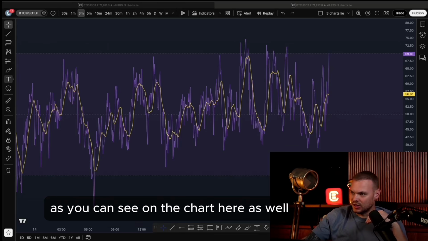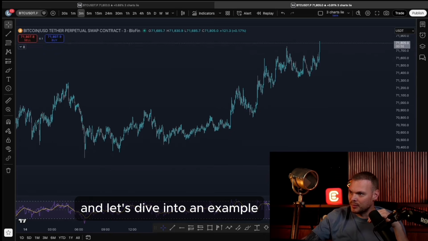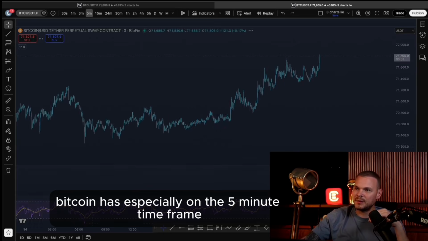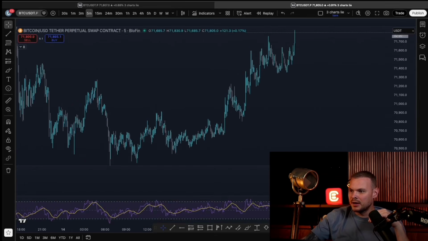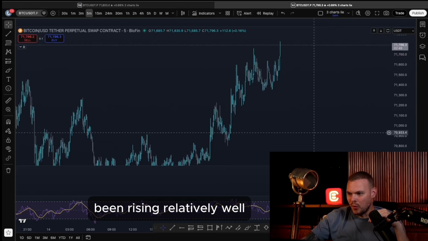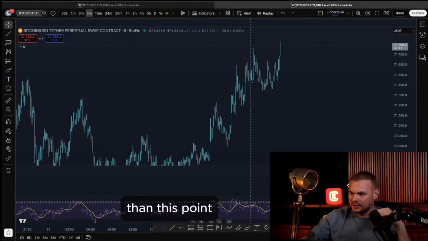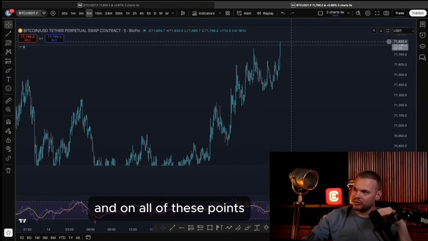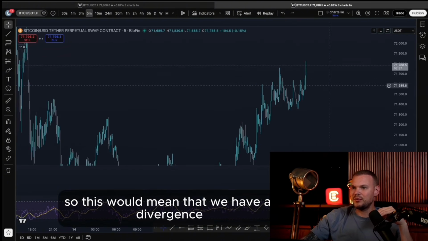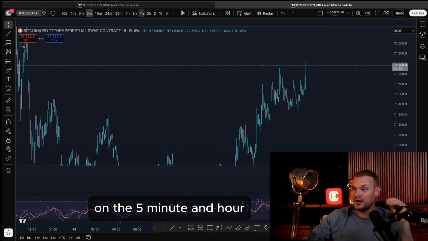As you can see on the chart here as well, let's dive into an example. Bitcoin has, especially on the 5-minute time frame, been rising relatively well. But RSI on this point was already higher than this point and on all of these points. So price is still creeping up. So this would mean that we have a divergence on the 5-minute in RSI.